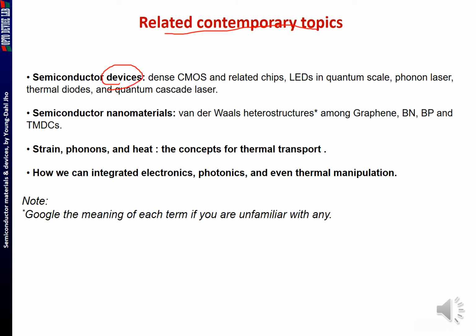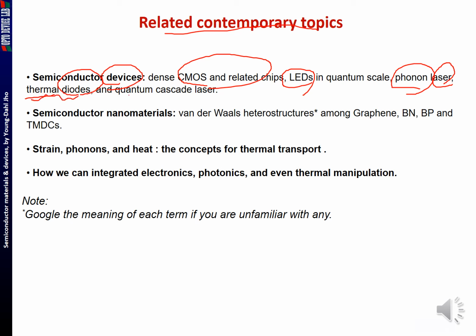Semiconductor devices, CMOS and related chips, LEDs. Originally, laser was used to amplify the light, but these days you can also amplify the sound or the heat carriers. It is called a furnace. And an electronic diode rectifies the current flow direction, right? And there comes a new concept like a thermal diode. The heat flow will be rectified. That is a very new concept.